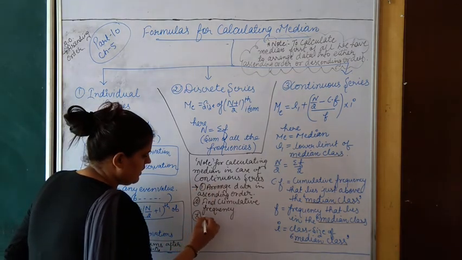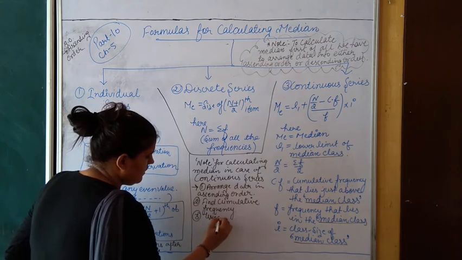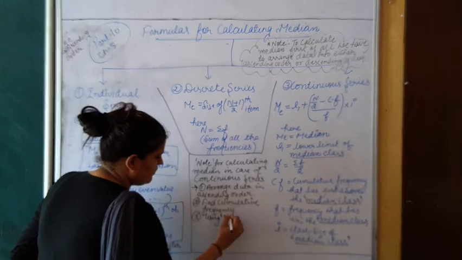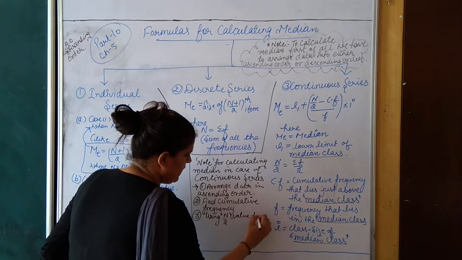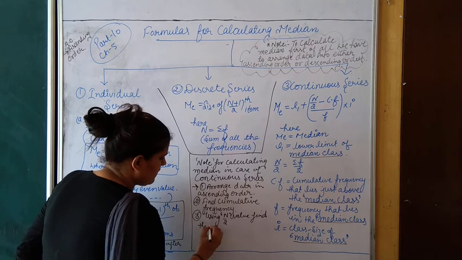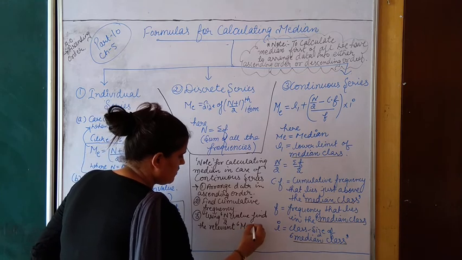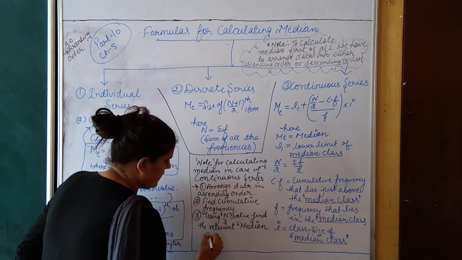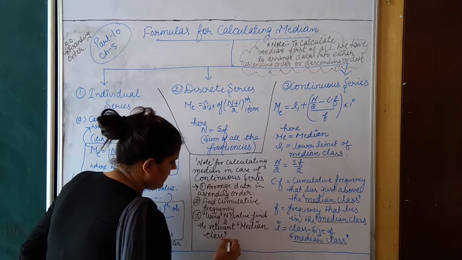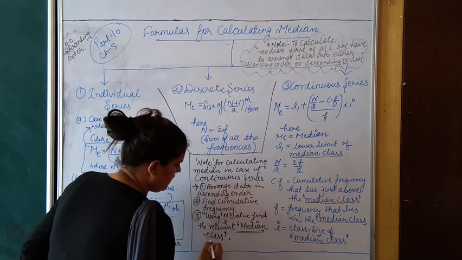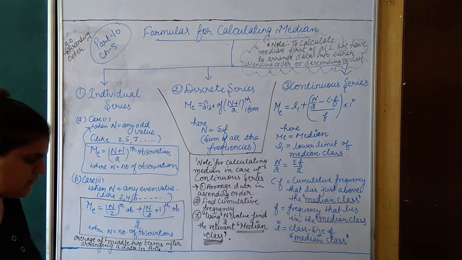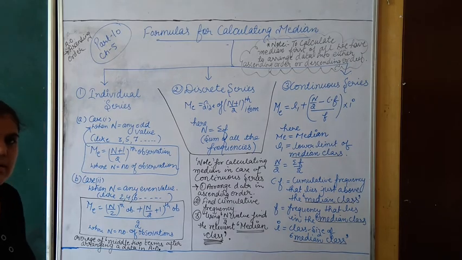And then third, bache, using the n by 2 value, find the relevant median class. How this relevant median class will be found, I will tell with more focus when we do the numericals of this. Clear, bache? So these are all the things, and there is no more tough note.